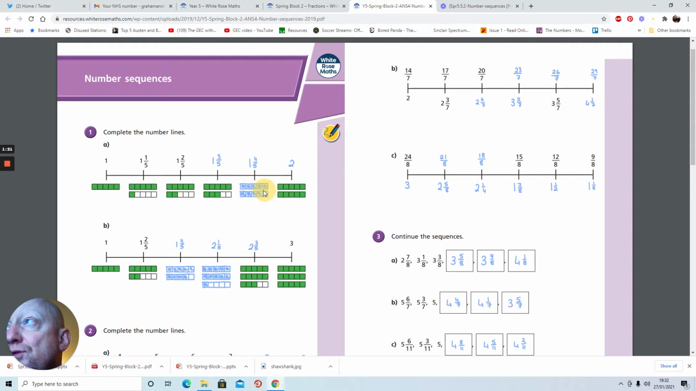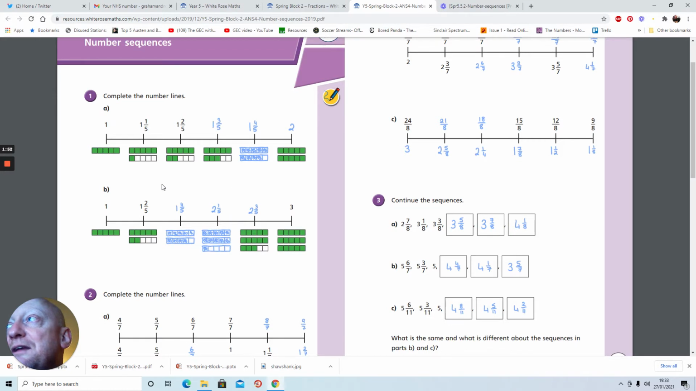So you need to draw in one block with 5 sections all coloured in. And then underneath you need to do another block with 5 sections, but only 4 of them coloured in. That shows 1 whole and 4/5. And then lastly, you've got 2 wholes. So 1, 1 and 1/5, 1 and 2/5, 1 and 3/5, 1 and 4/5, and 2. I keep wanting to say fifths.